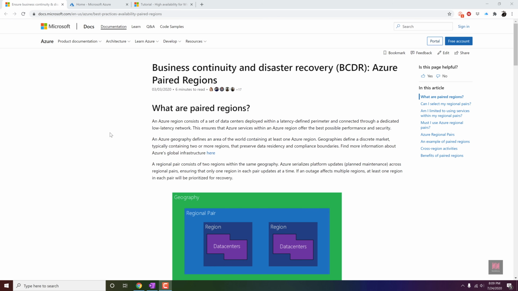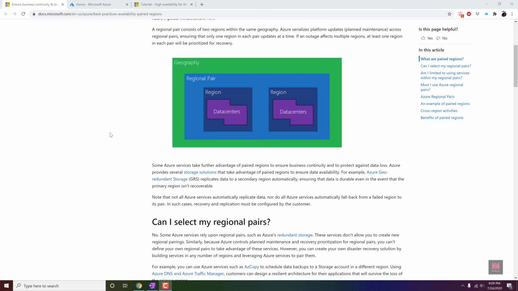But what I would like to show you at this moment is where our paired region is and how it can actually help us deploy our infrastructure. As I said, this paired region is not going to be configured by default for your data or everything else. You need to choose the right options to enable this feature.